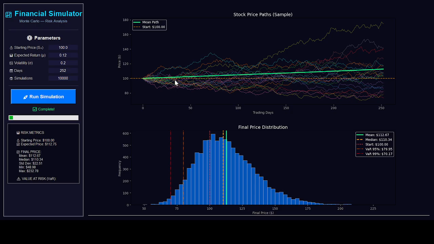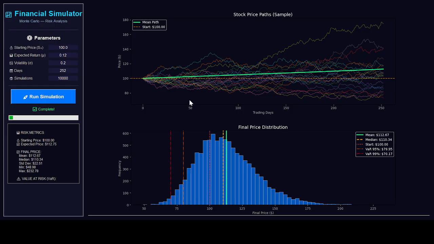Now I'm moving towards Monte Carlo simulation. Basically, it is a statistical technique that uses random sampling to model uncertainty. Rather than calculating only one future outcome, it generates thousands of possible future paths. Each simulation represents a different version of reality. Some paths produce gains, some produce losses, and some stay near the average. So that's all for the background.